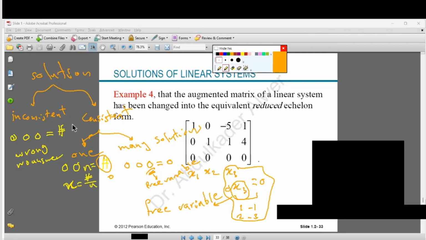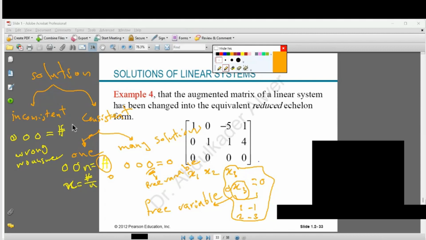So, again, we have 3 cases for the answer, as explained before. One solution: 0, 0, n equals 0 or a number. That means x equals number over n. Here this number is 0, correct? 0, 0 over n, 0. Finished. Now, many solutions: 0, 0, 0 equals 0. I can use any value for x3: 1, 2, 3, 4, minus infinity. So it is correct, so we can say x3 is a free variable, up to me. So this case is called many solutions.